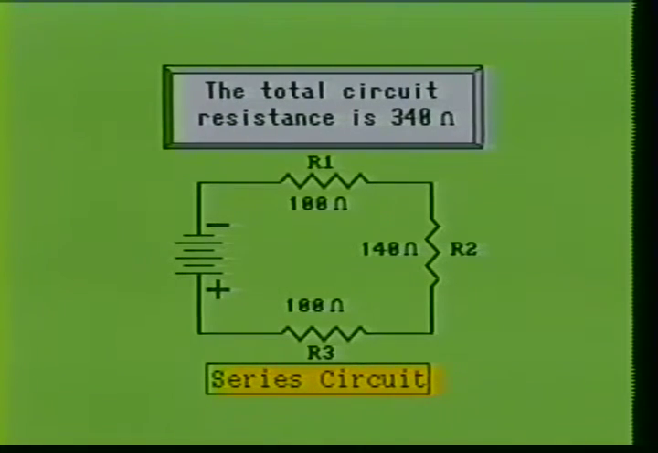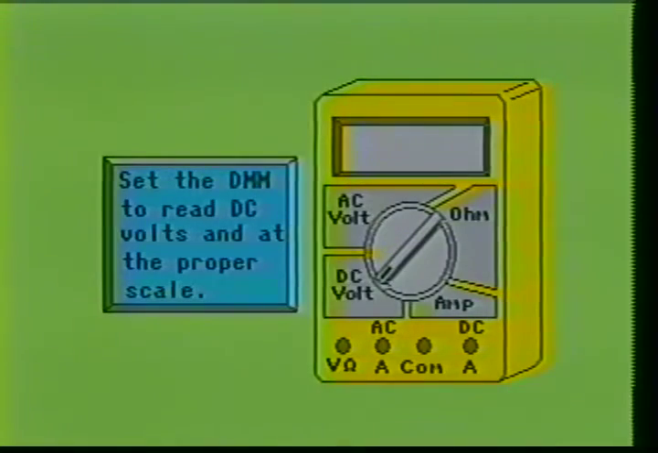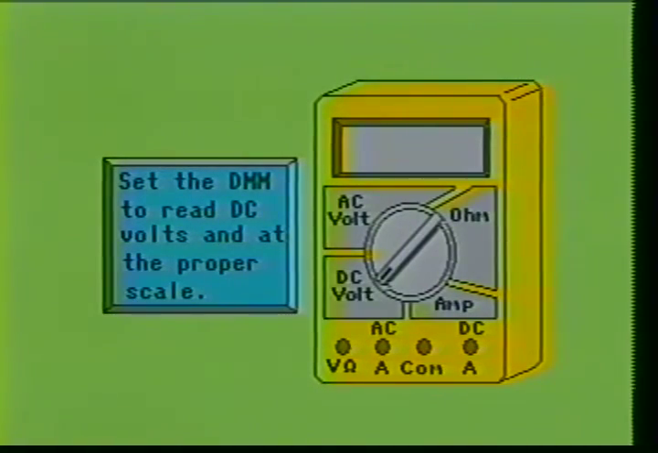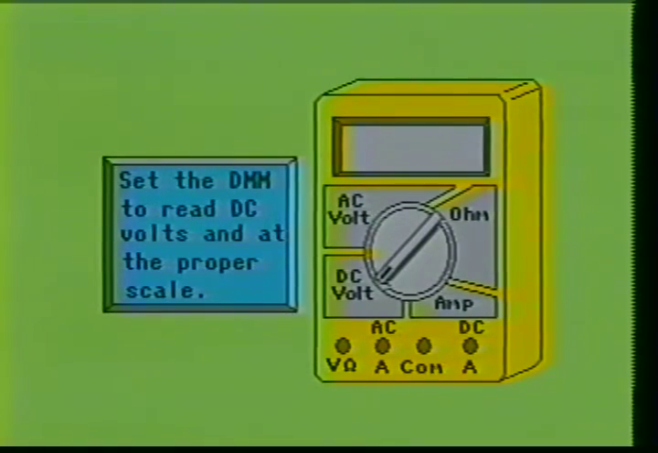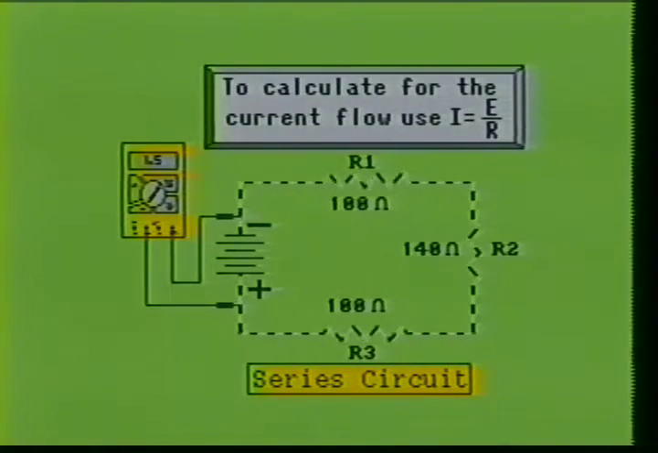Now that we know the total resistance of the circuit, we will measure the voltage across the circuit and calculate for the current flow through the series resistors. Before we take the voltage reading, we must set the DMM to read DC volts. To accomplish this, we will place the meter on the DC volt scale and set it on the 20-volt range. When we connect our meter to the power source, it shows that we have 1.5 volts DC available.